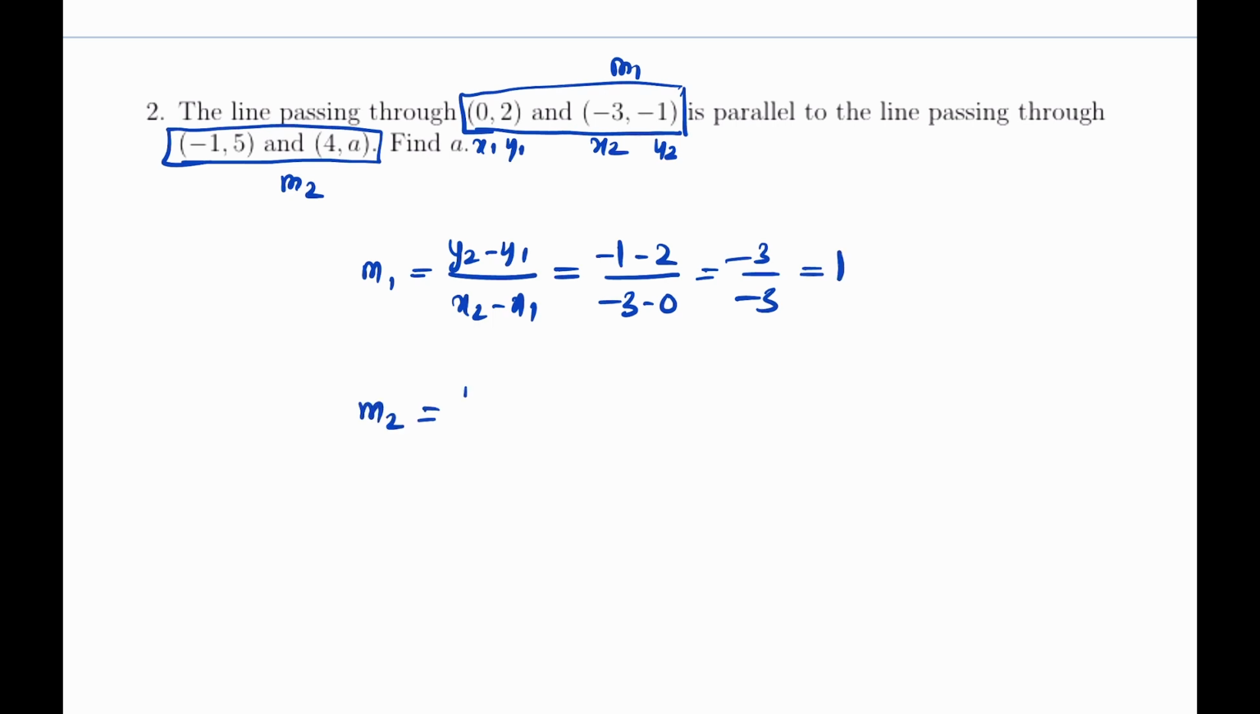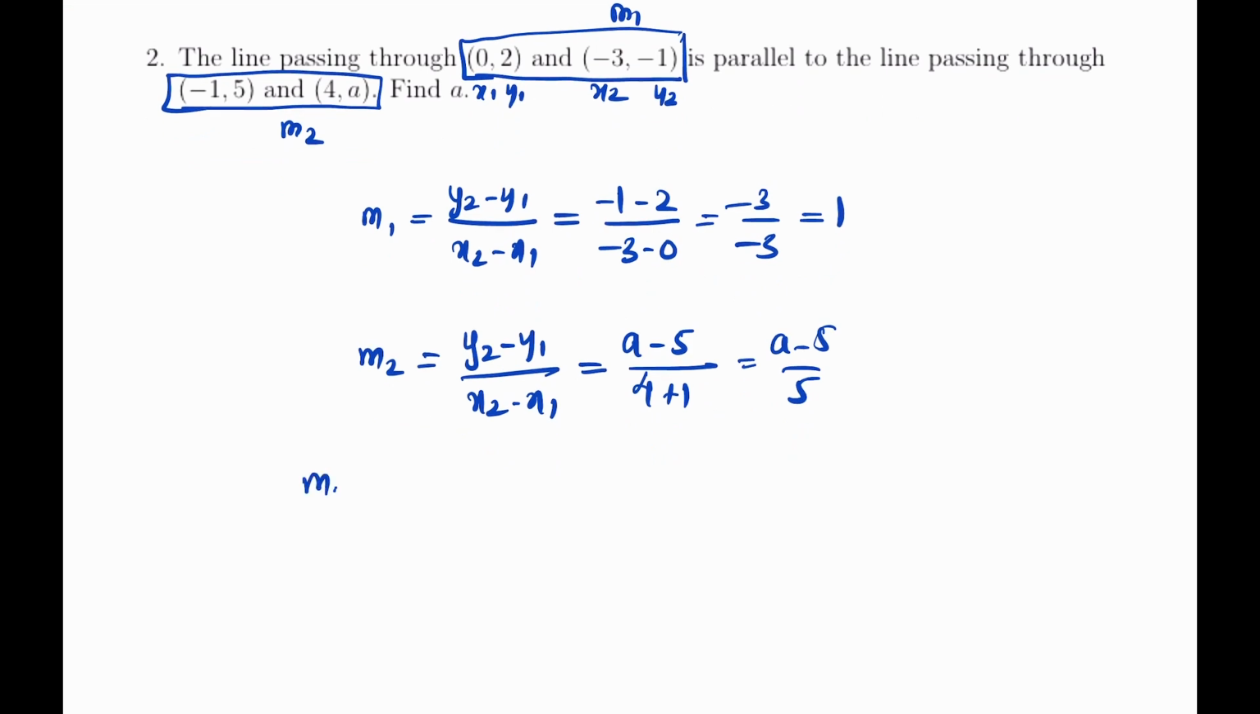And m2 will become y2 minus y1 by x2 minus x1. So in this case, a minus 5 by 4 plus 1, equal to a minus 5 by 5. Since they are parallel to each other, m1 is equal to m2. So 1 is equal to a minus 5 by 5. If you cross multiply, a minus 5 is equal to 5, a is equal to 10.